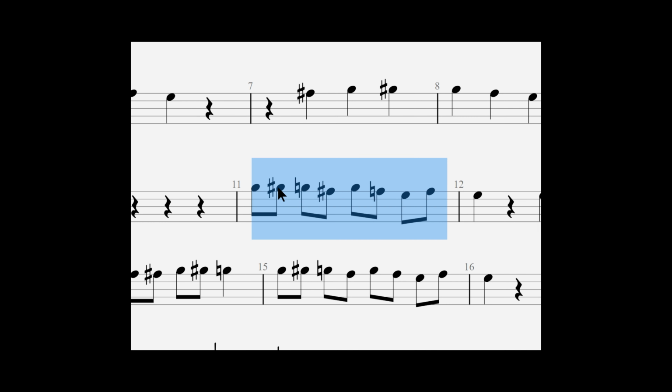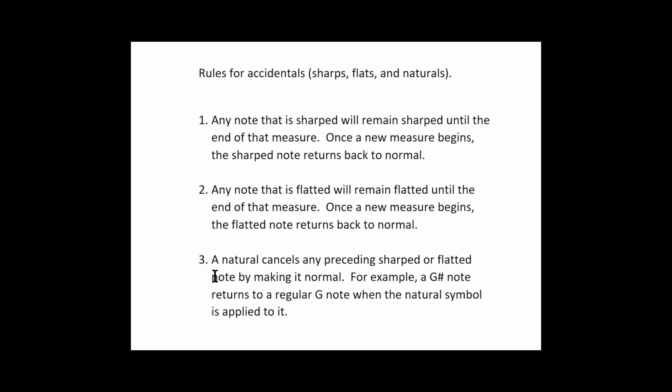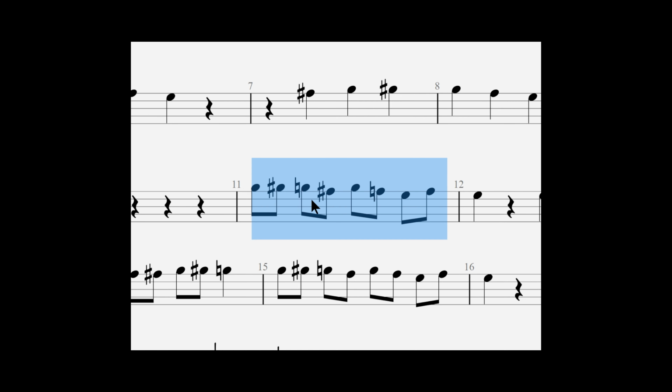So in normal circumstances, this G here would be influenced by this G sharp here, and we would normally call this a G sharp because of that rule. But what happens is in count 2, we have a G natural. So that's rule number 3 that states, a natural cancels any preceding sharped or flatted note by making it normal. So this natural here will influence the following G. In other words, this is also a G natural because of this natural symbol. It's canceling the sharp here.